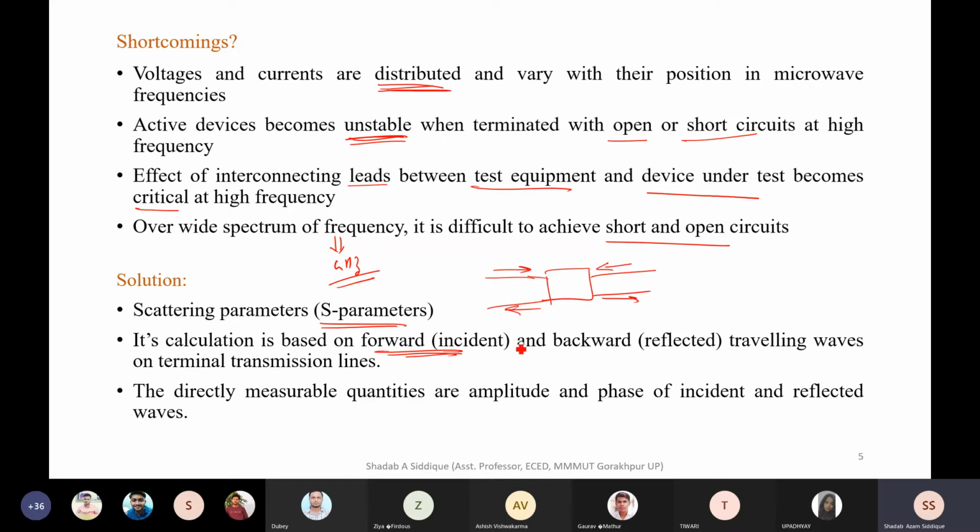So it depends on the incident and reflected traveling waves on the terminal or port of the transmission line. The directly measurable quantities are the amplitude and phase of the incident and reflected wave. We are dealing with the amplitude as well as the phase of the transmission line, so we are going to discuss the amplitude and phase of this transmission line, of these micro devices.